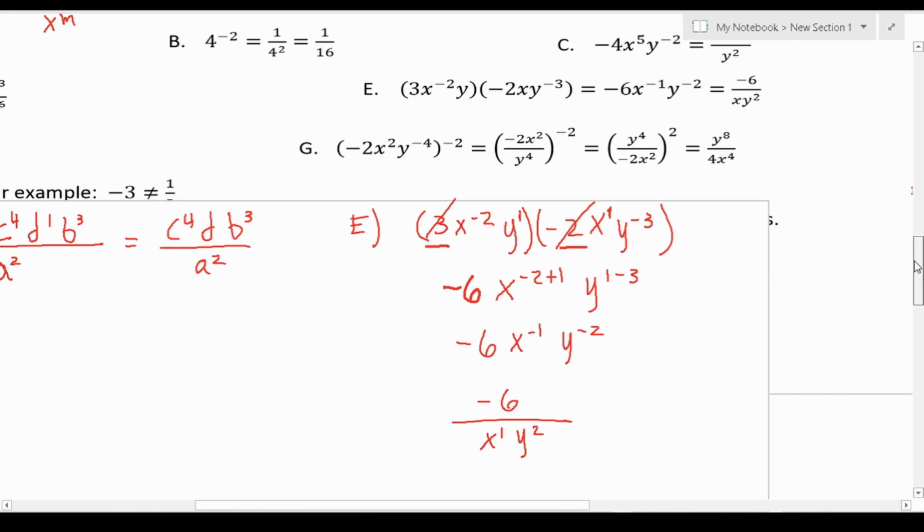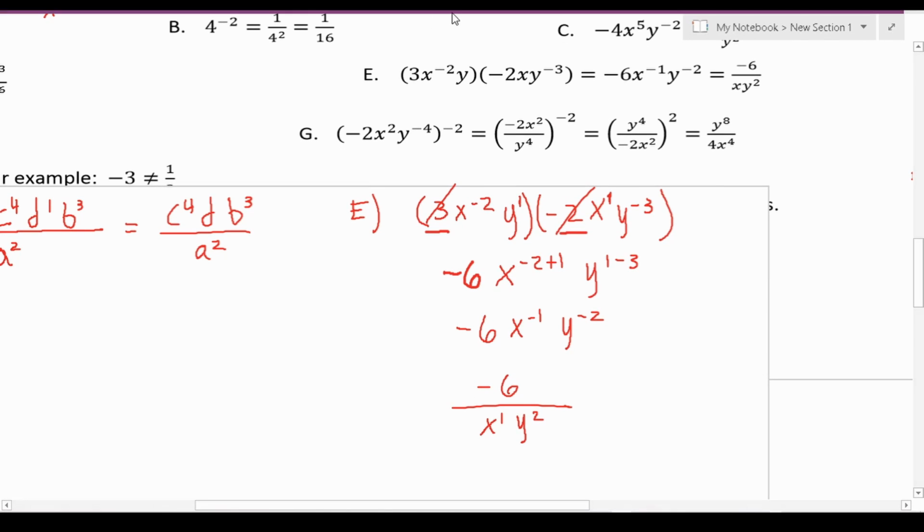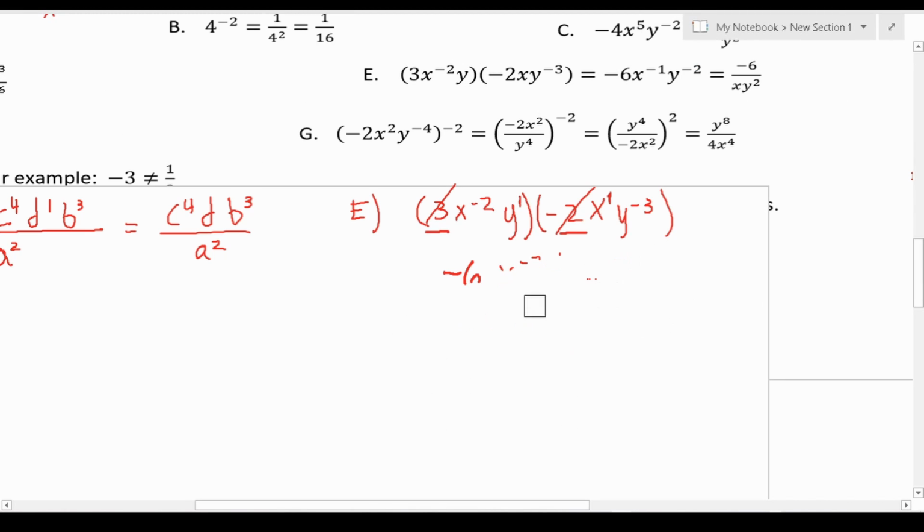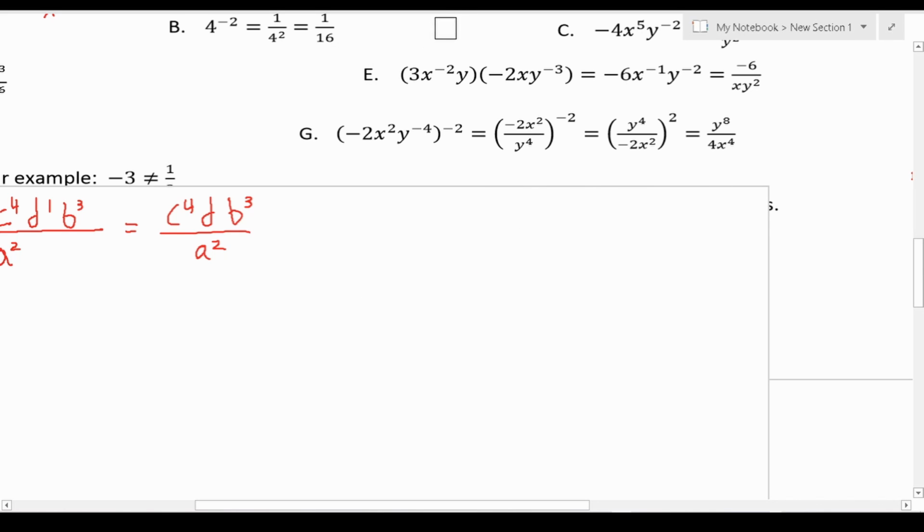All right, let's go ahead and do G, and then we'll move on to the practice problems where we'll have to apply all of these laws of exponents to solve a couple of problems.